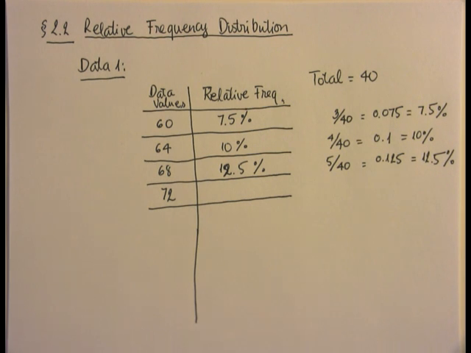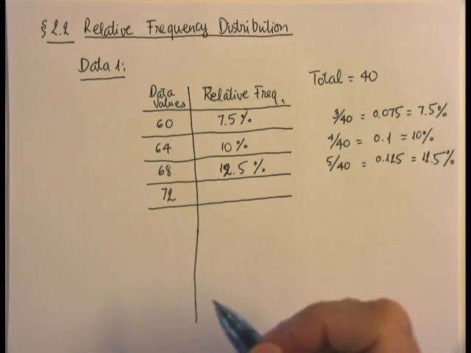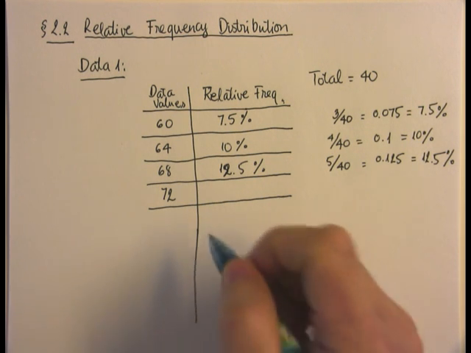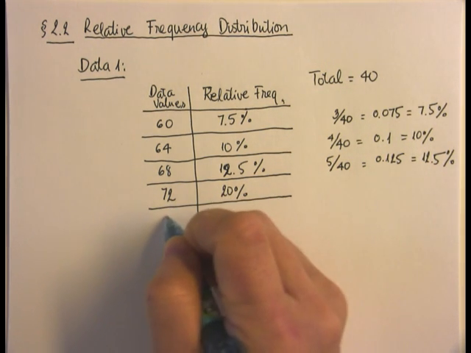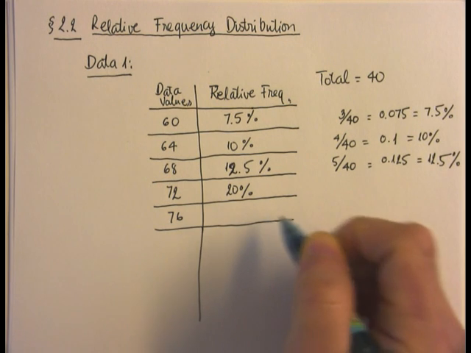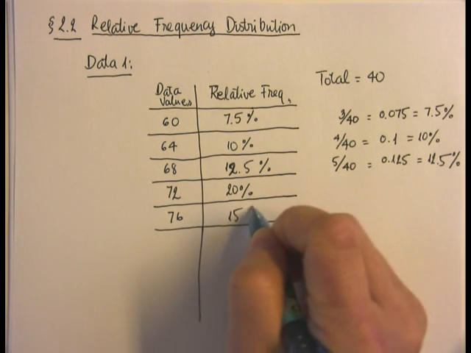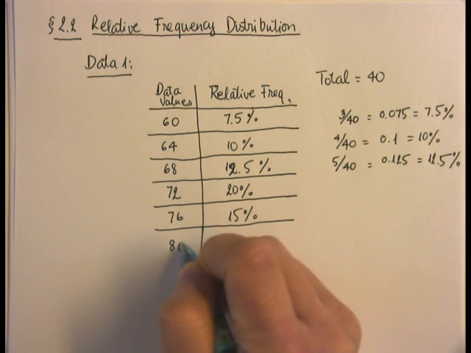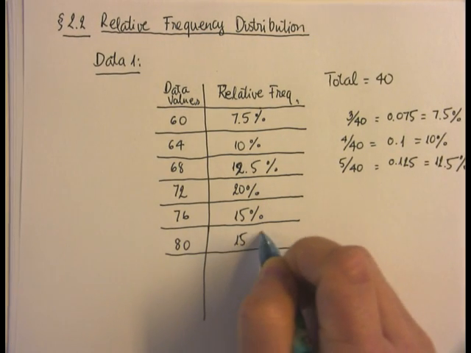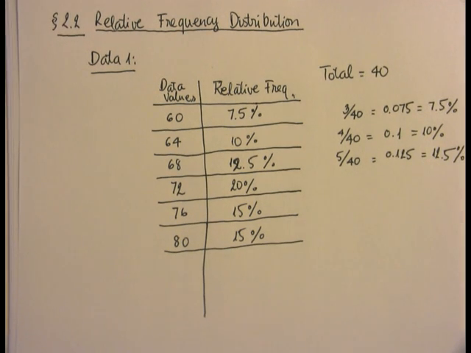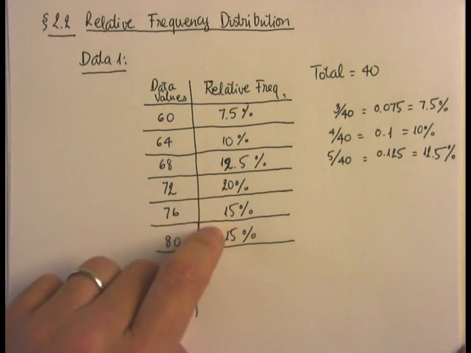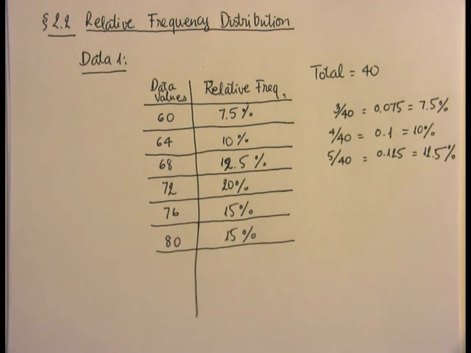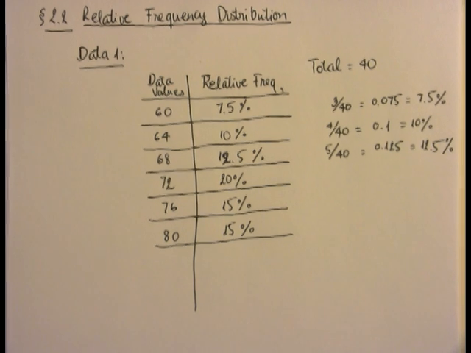According to my notes earlier, my 72 has a 20%. My 76 relative frequency is 15%. My 80 relative frequency is also 15%. What you can see here is that since 76 and 60 have the exact same actual frequency, the exact same actual count, of course their relative frequency is going to turn out exactly the same. So you can save yourself one calculation step.